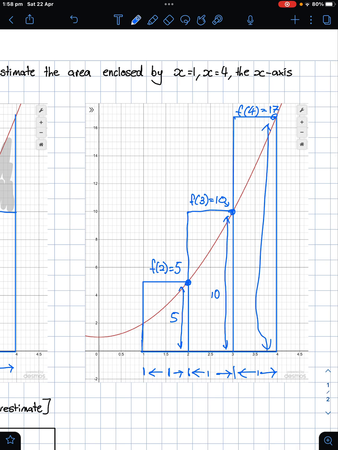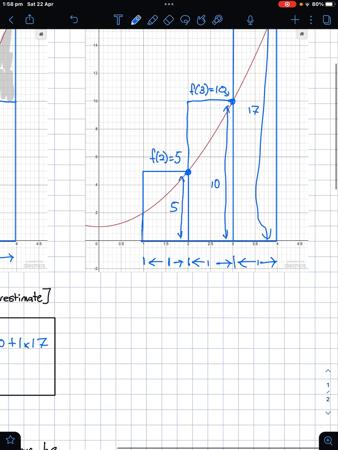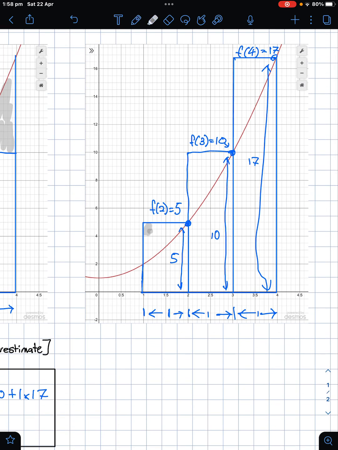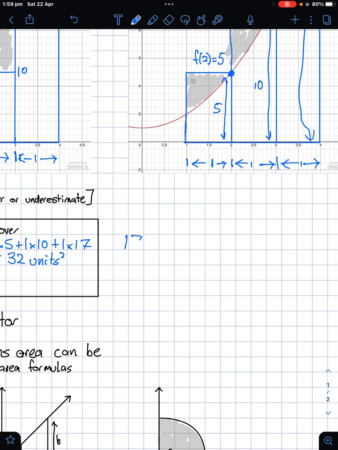So we've got 17, so plus 1 times 10 and plus 1 times 17. Now, if we think about this, this bit is an overestimate. We're calculating this area and it doesn't actually exist in the curve there. So we calculate this, we get 1 times 5 plus 1 times 10 plus 1 times 17. It's going to be 32 units squared. And so we know the actual area we're looking for is somewhere between 17 and 32.